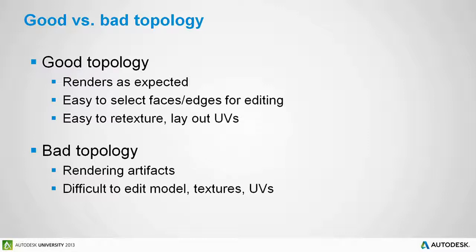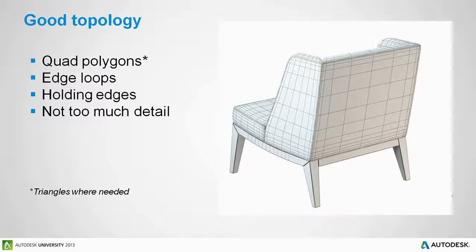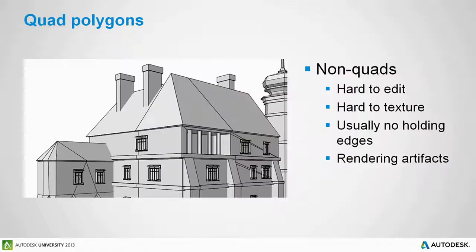trouble figuring that out. So what you want for good topology is you want mostly quad polygons. You want square polygons, not triangular ones, with a nice, even grid arrangement. This tends to render a lot better than something with long, thin triangles. And edge loops holding edges and not too much detail, which we'll get to in the next couple of slides.